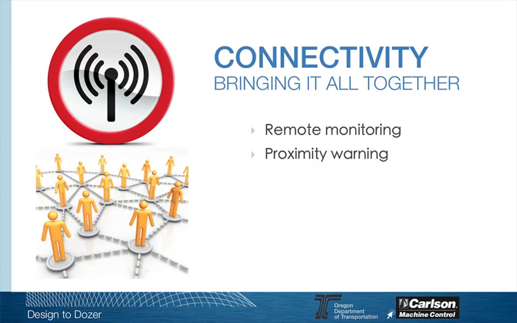Also, if we have everything connected together, we can also set up proximity warnings, and this is a good safety feature. If two machines are getting within a certain proximity of each other, and everything is connected on a network, then proximity bubbles can pop up and warn each operator that they are getting close. And each operator is able to see all of the other machines that are working on the site.